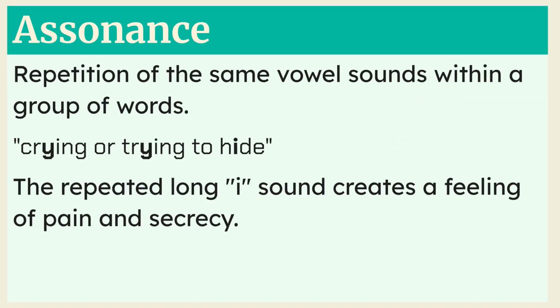Assonance is the repetition of the same vowel sound within a group of words. Look at the example, crying or trying to hide. Listen to that repeated long I sound, crying, trying, hide. That sound feels stretched and painful. It creates a mood of sadness and secrecy. Here is why these devices matter. They add a musical quality to poetry, and they draw our attention to the most important feelings and ideas.